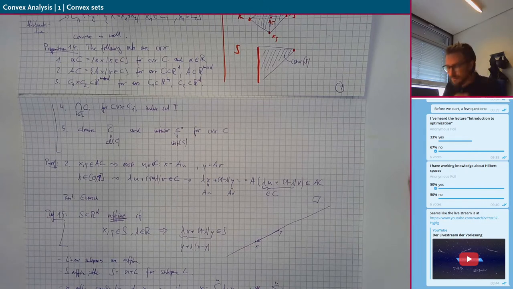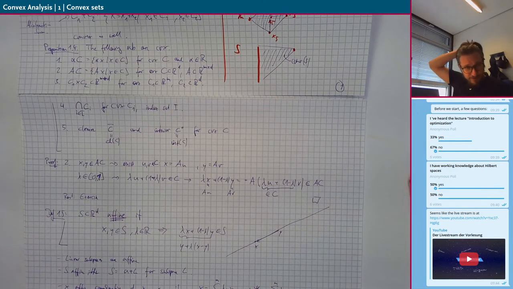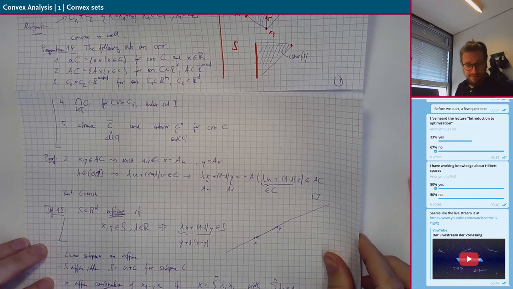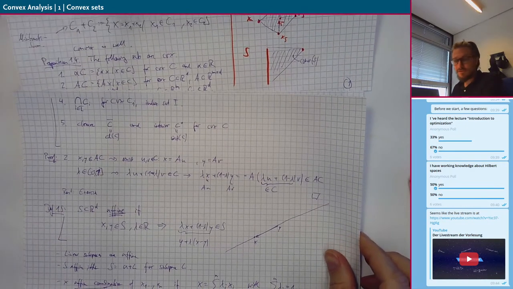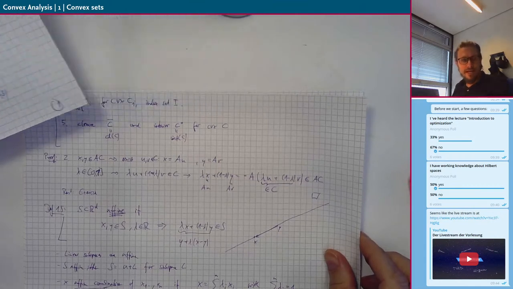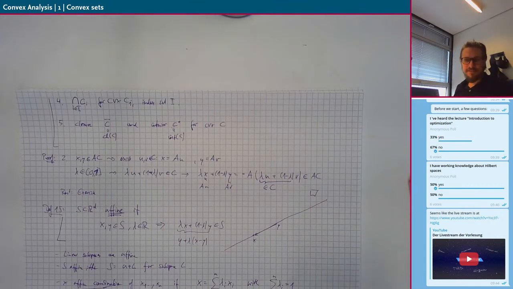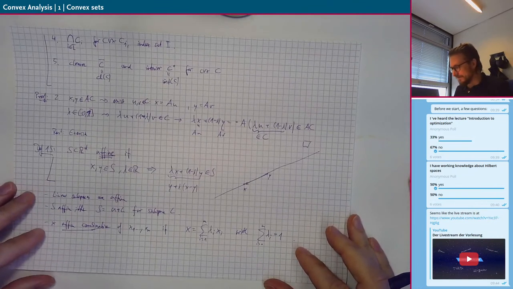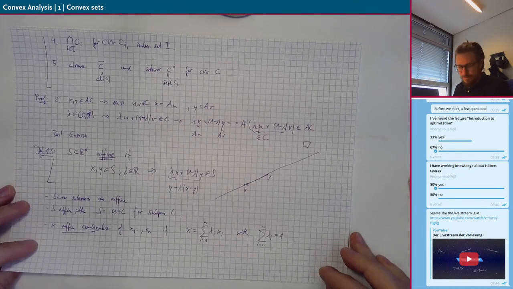I have to keep track of time, so I've planned a short break, but probably we'll do two more definitions. In the beginning of convex analysis, you already have a lot of definitions, a lot of notions. But luckily, at least the first ones, convex sets, convex combination, and affine set, affine combination, are very basic. They are very simple to memorize.